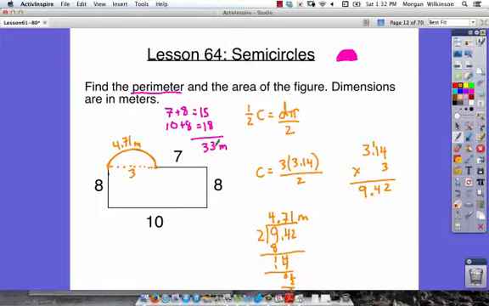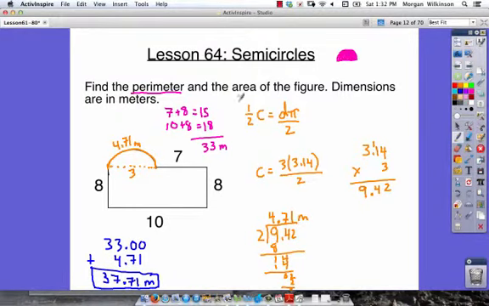We can now add that to 33 to find our total answer. 33 plus 4.71. We'll add zeros after the 33. And we can see, well, there's no carries here, so let's do it from the left. We're going to get 37.71, or 37 and 71 hundredths. And our label is going to be meters. And that's the distance around the outside of our entire figure.